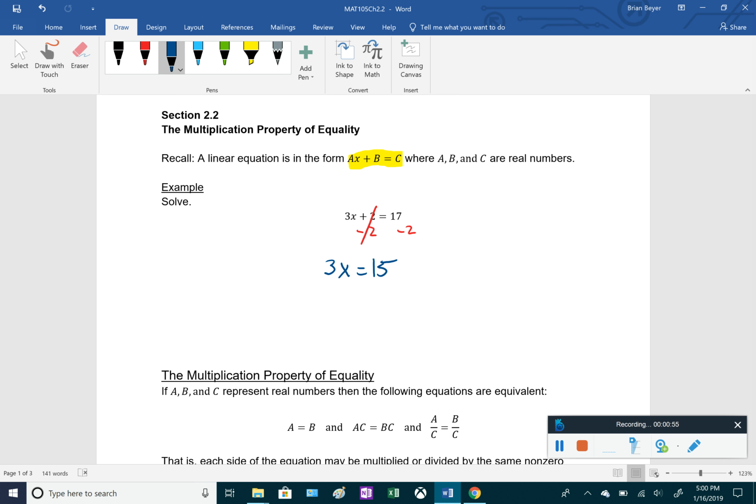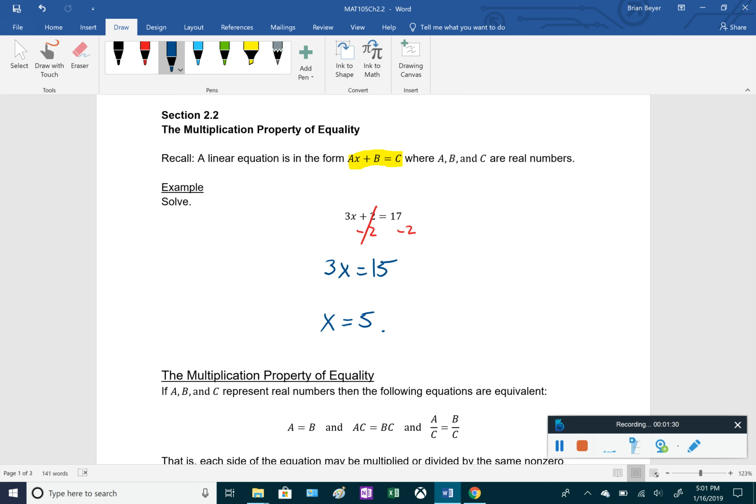Okay, so previously in section 2.1, we were getting all of the variables with a coefficient of 1 on them. This time we have a coefficient of 3. So this says 3 times x equals 15. So 3 times what equals 15? Hopefully we can figure that out without actually having to do the math. 3 times 5 equals 15. So that means x has to be 5. So obviously we're going to be doing this by hand instead of just guessing the answer or just knowing the answer by looking at it, because they won't all be that easy.